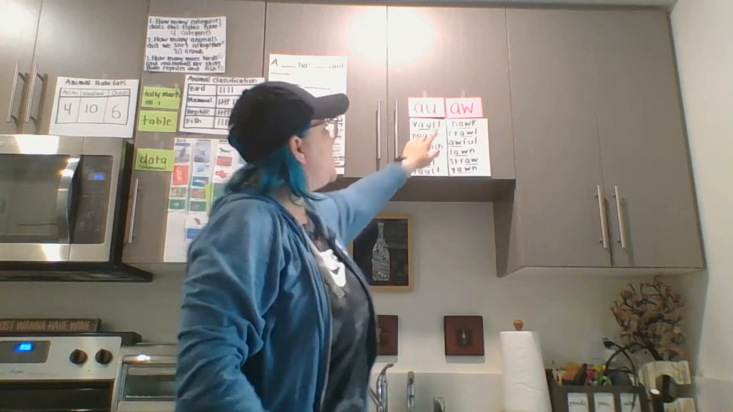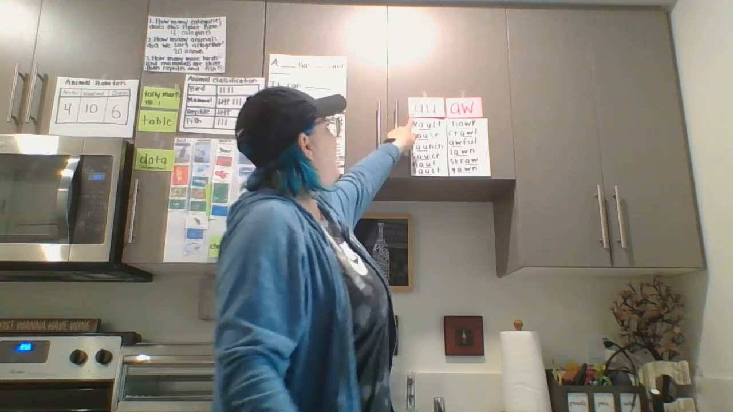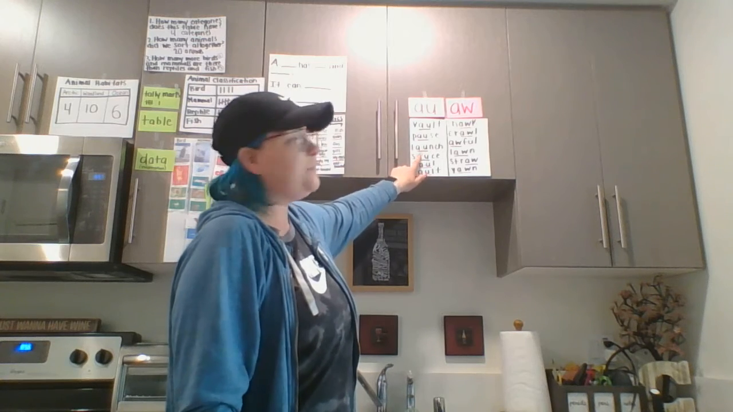Okay, so my first word for AW is hawk. Hawk. So again, hawk. My first word for AU is vault. So anytime you say these words, you're going to feel that open up on your jaw. And you can always put your hand here and vault, right? I've got pause, launch, sauce, haul, fault.